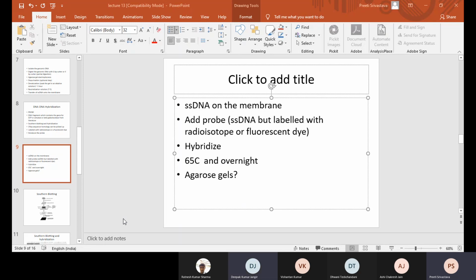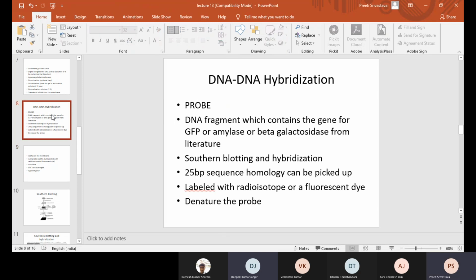Ma'am, first of all, in DNA hybridization we use probes, and then it will identify the desired gene that we want to isolate or identify, and then we perform Southern blotting and hybridization. Yes, very good.